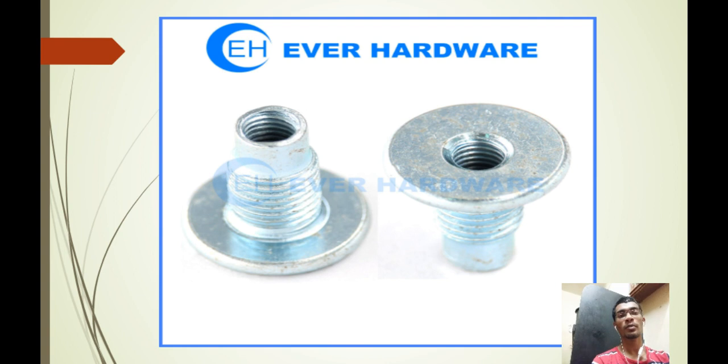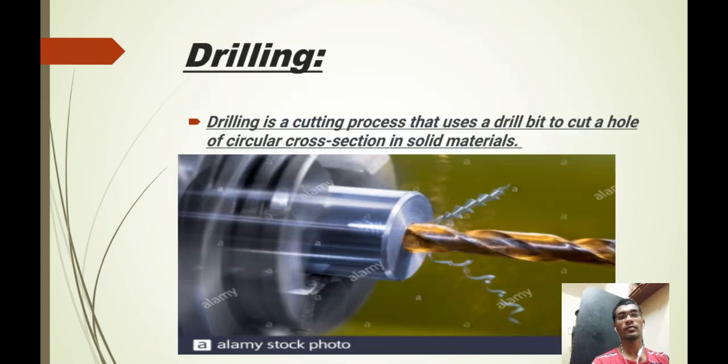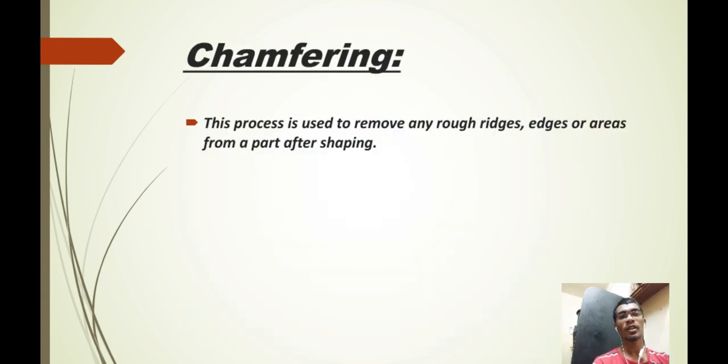These are the examples of thread cutting. The next process is drilling. Drilling is the cutting process that uses a drill bit to cut a hole of circular cross section in solid materials. The next process is chamfering.